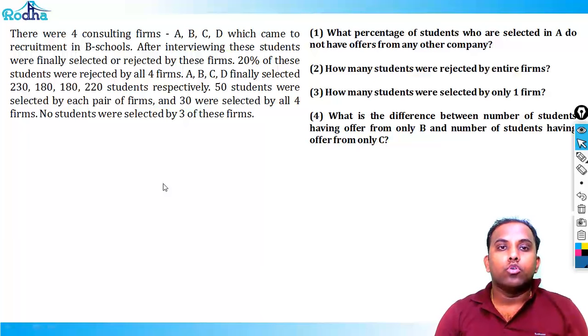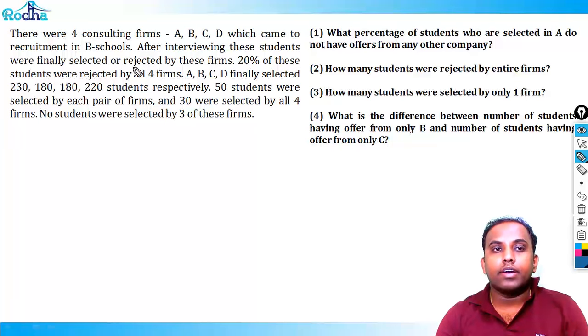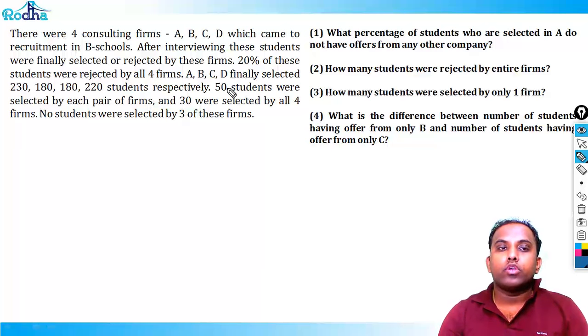Okay, so just read this set here. There were four consulting firms A, B, C, D which came for recruitment in B-schools. After interviewing these students, they were finally selected or rejected by these firms. 20% of these students were rejected by all four firms. A, B, C, D finally selected 230, 180, 180, 220 students respectively. 50 students were selected by each pair of firms and 30 were selected by all four firms. No student was selected by three of these firms, right?